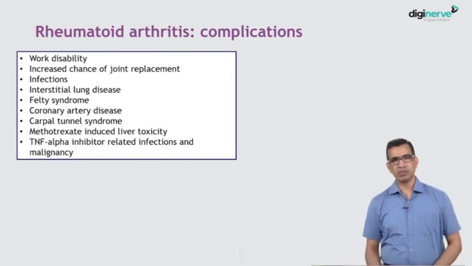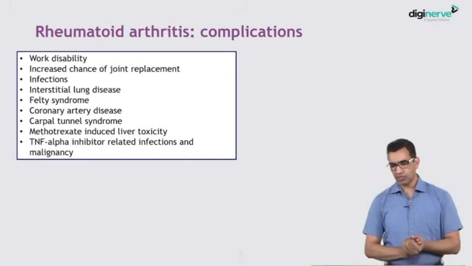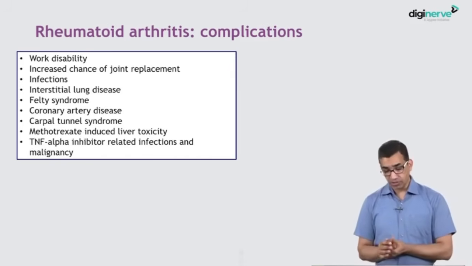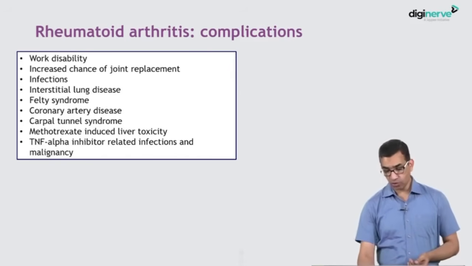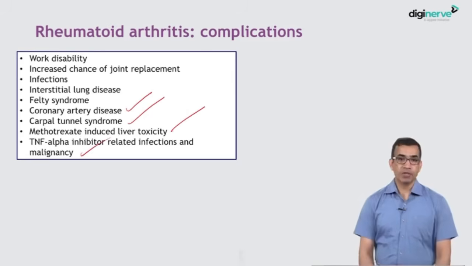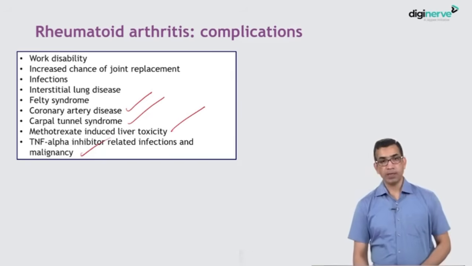Complications are: it causes a lot of work disability, increased chance of joint replacement, infections, interstitial lung disease, Felty's syndrome, coronary artery disease, carpal tunnel syndrome, methotrexate-induced liver toxicity, and biological agent-induced infection and malignancy.